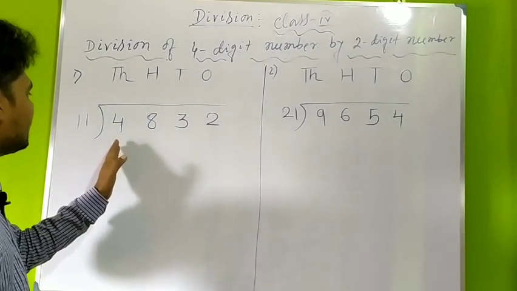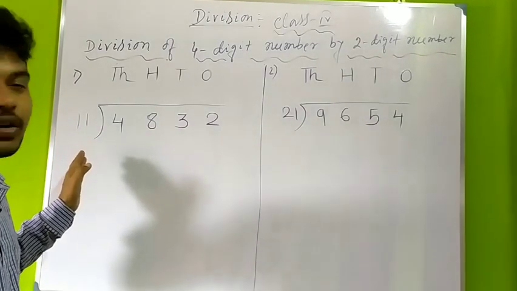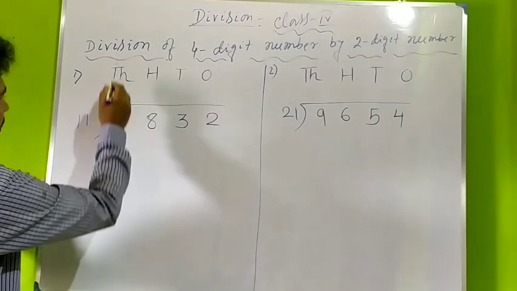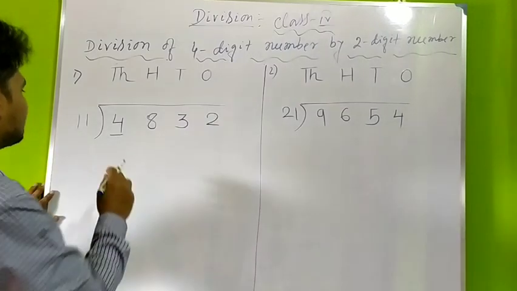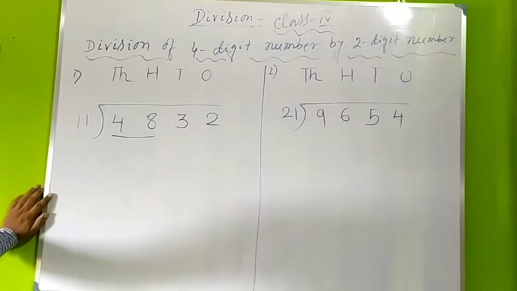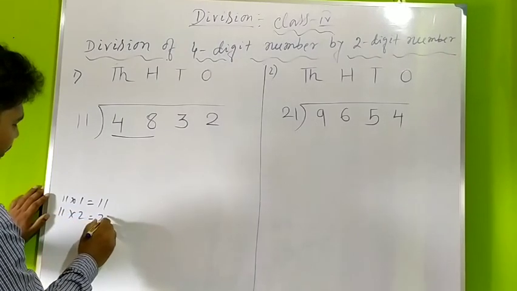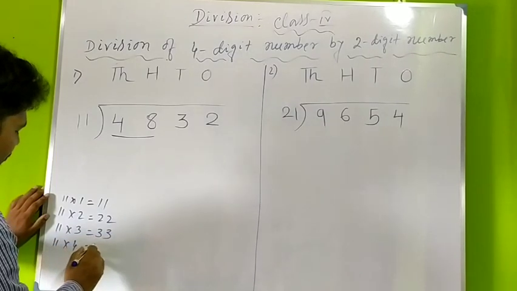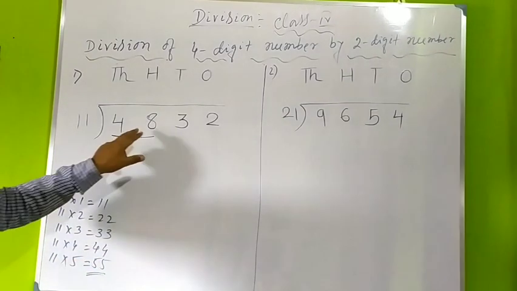So the dividend is 4832 and the divisor is 11. Let's start. At first you can see that the first digit 4, which is written at the thousands place, is smaller than 11. So we should take 2 digits, that means 48. Now remember the multiplication table of 11. 11 into 1, 11; 11 into 2, 22; 11 into 3, 33; 11 into 4, 44; and 11 into 5, 55. So 55 is greater than 48.